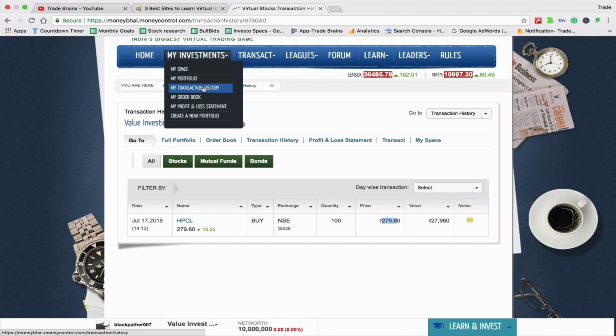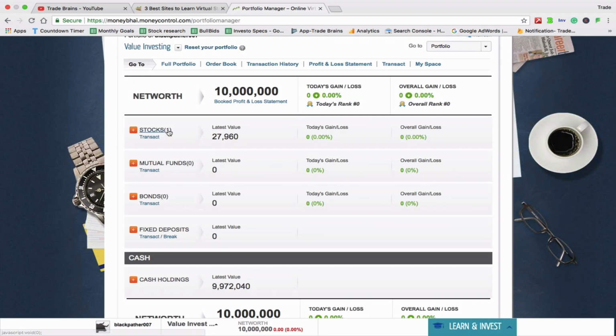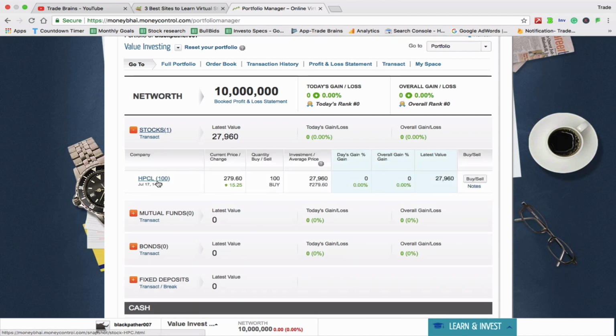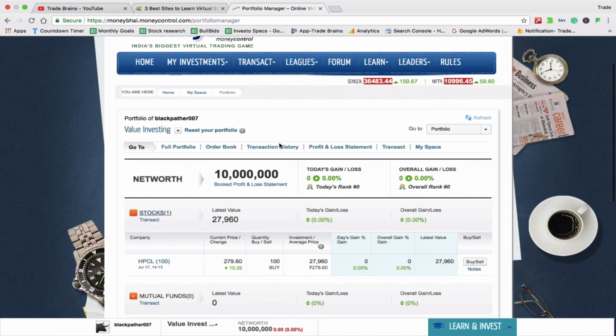Now if you go to portfolio, you can see that you have one stock in your portfolio, that is HPCL. So you have used some amount out of rupees 1 crore to buy HPCL. Let's buy another stock to make a portfolio. Generally, a portfolio consists of 8 to 10 stocks or whatever number of stocks that you want. So for simplicity, we will buy just two stocks here. First using the market price and second using limit price.